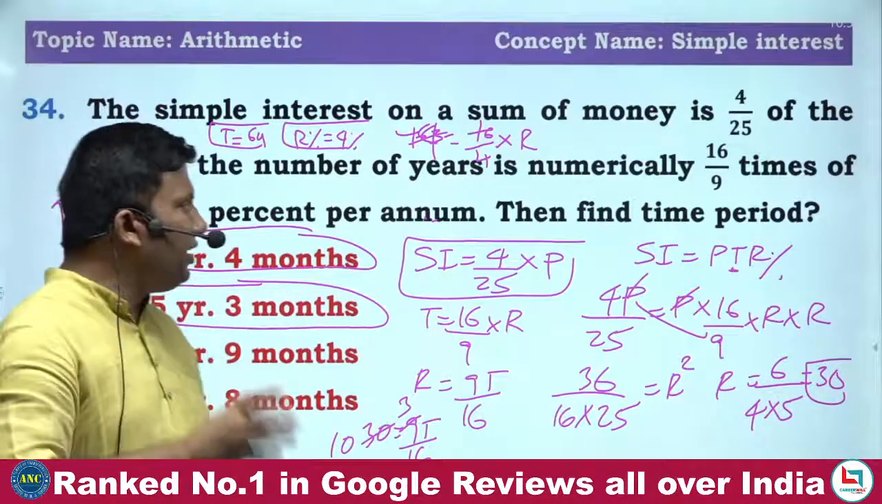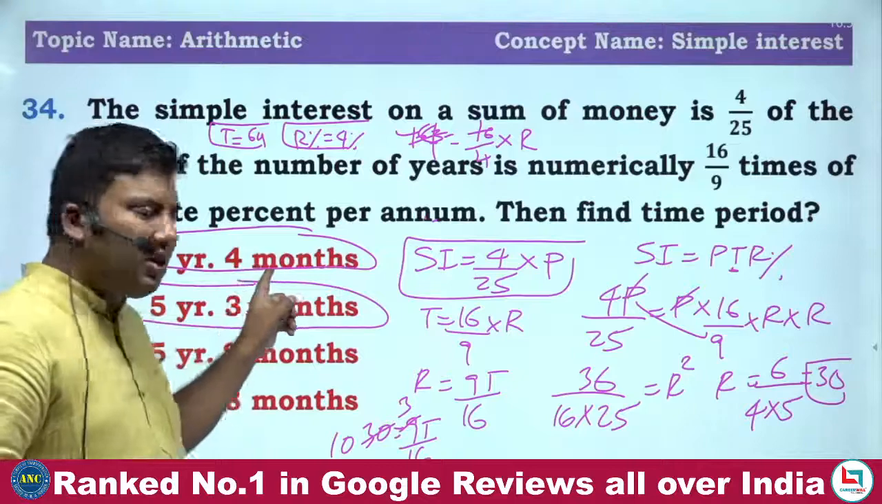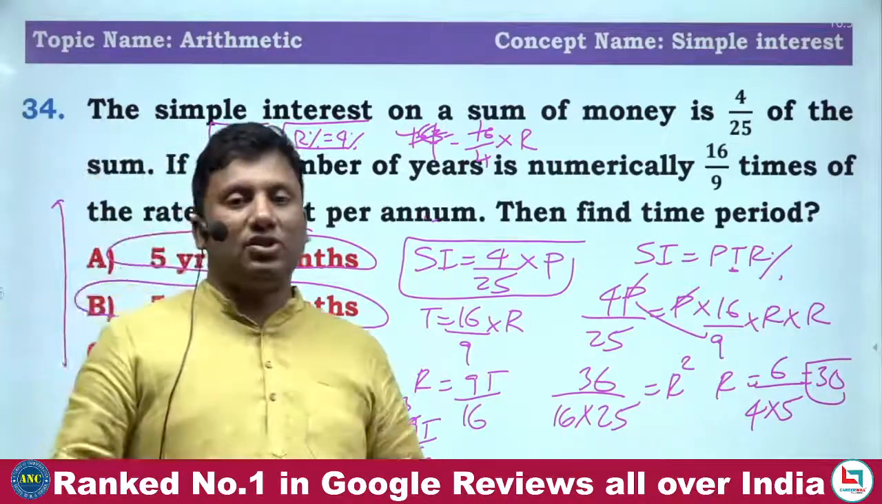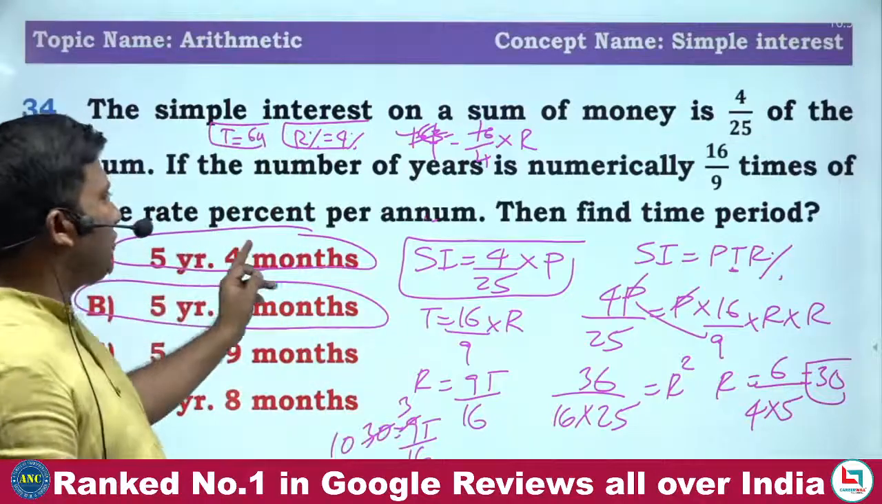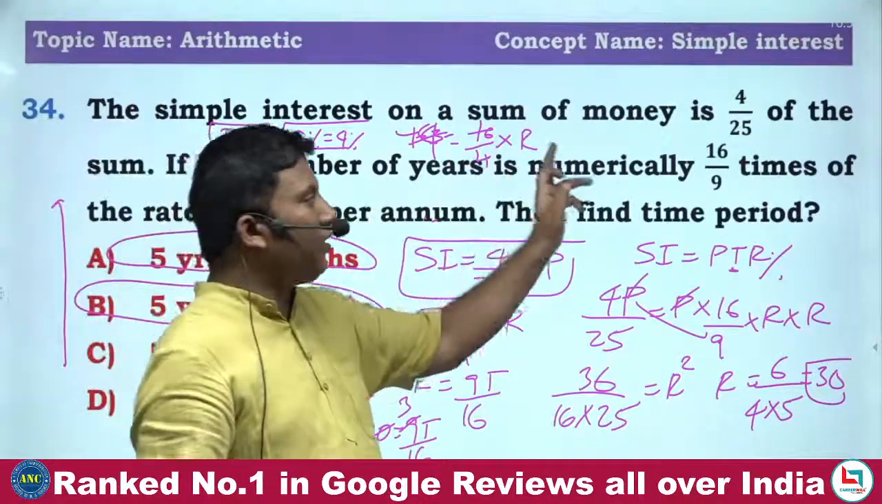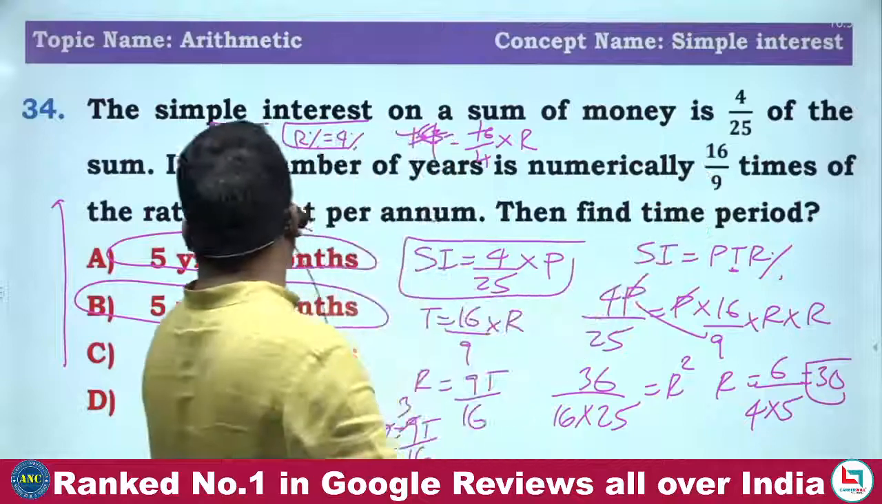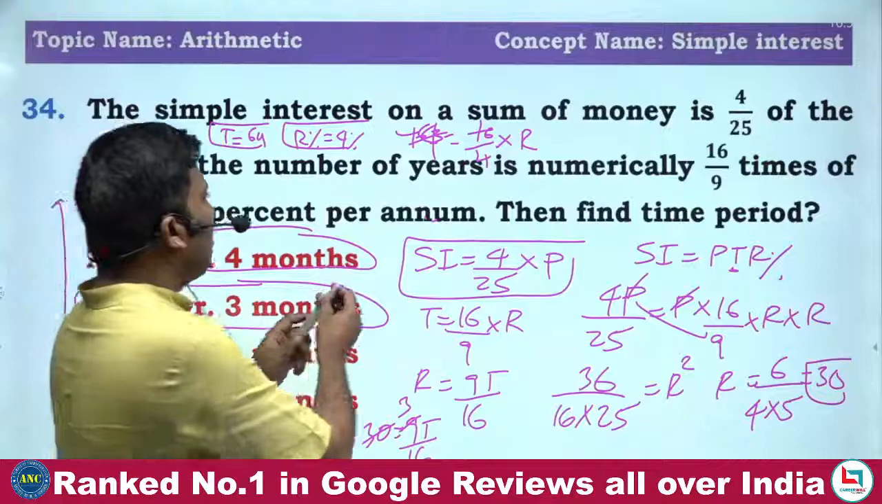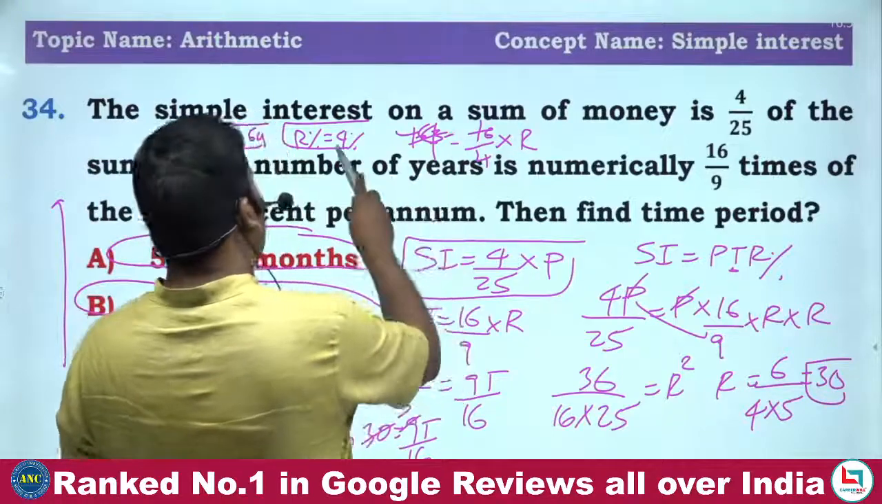Are you all with me, right, sir? I took the first option. First option is 5 years, 4 months. 1 year is 12 months. So 12 5s are 60 plus 4, 64. 64 is equivalent to 16 by 9 into R. So R is, sorry, sir, it is 64, R is 4.